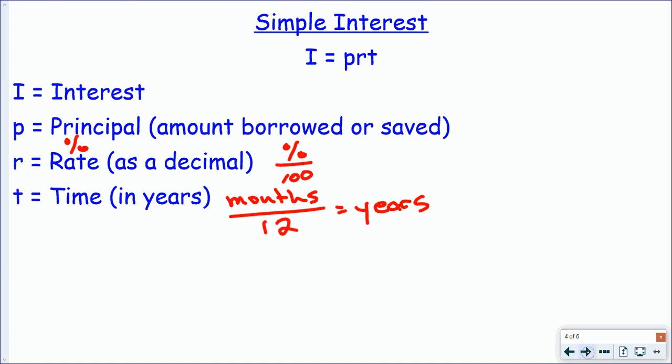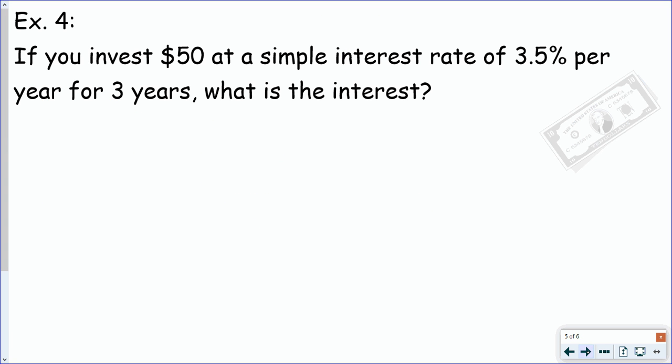So let's look at an example. If you invest $50 at a simple interest rate of 3.5% per year for 3 years, what is the interest? So the amount you invest, so that's like putting in your savings account, this is your principal. This is the rate, and this is the time. And they're wanting us to find the interest. So again, the interest equals the principal times the rate times the time.